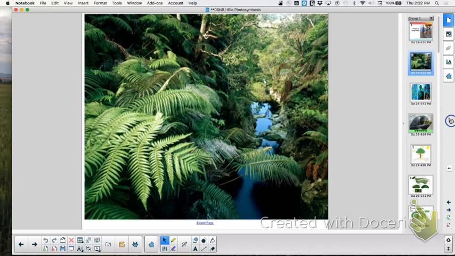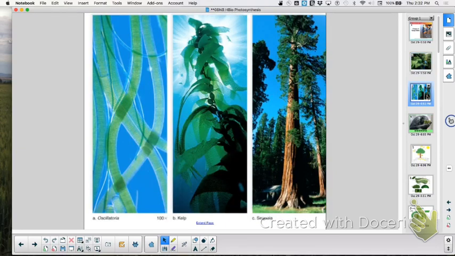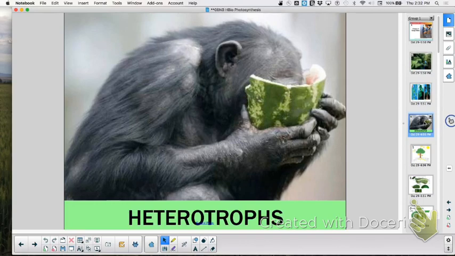First of all, plants are called autotrophs because they can take inorganic molecules and form organic molecules with them. We, however, are called heterotrophs.